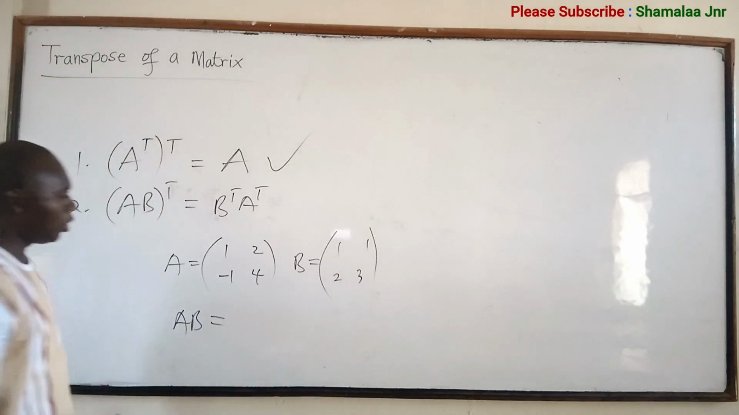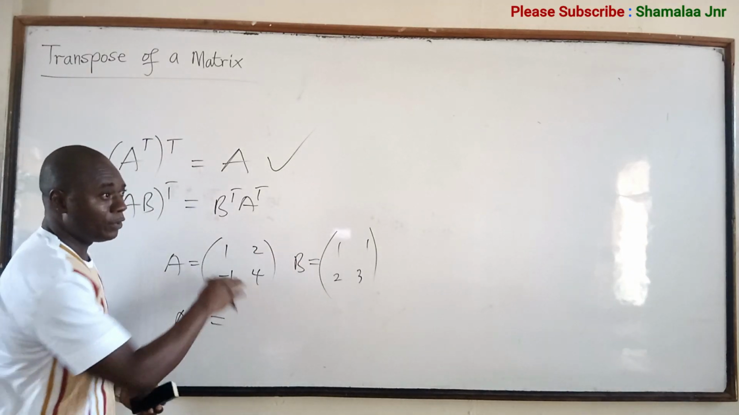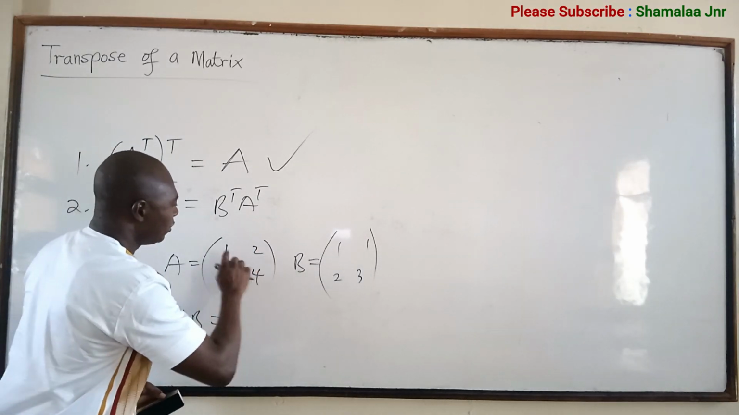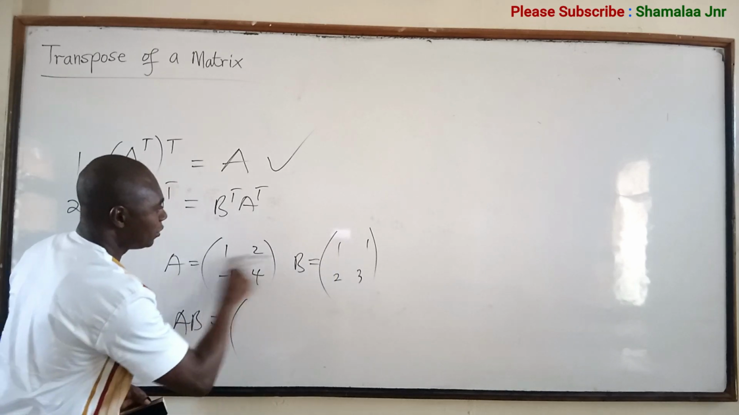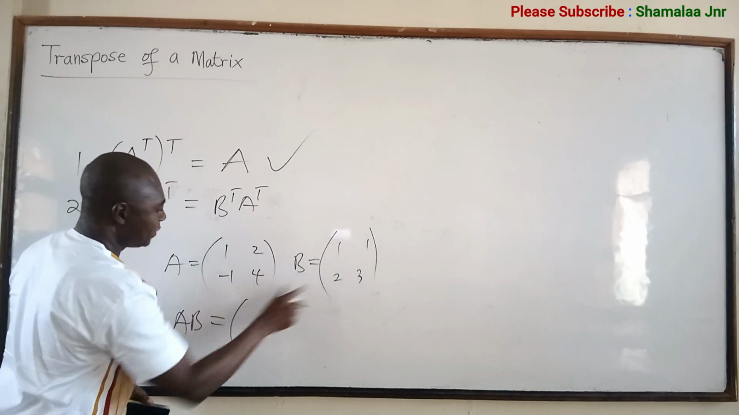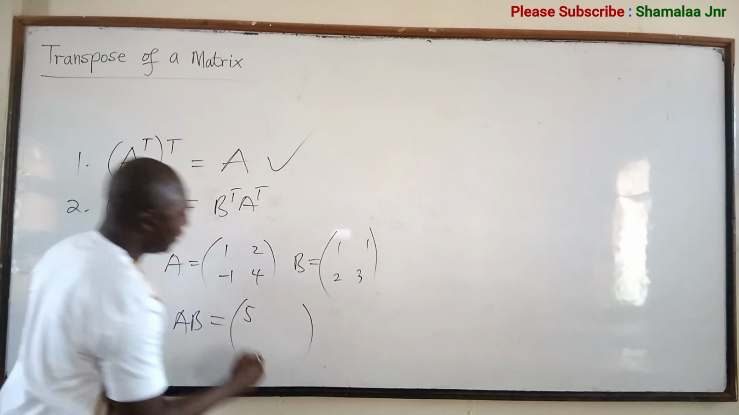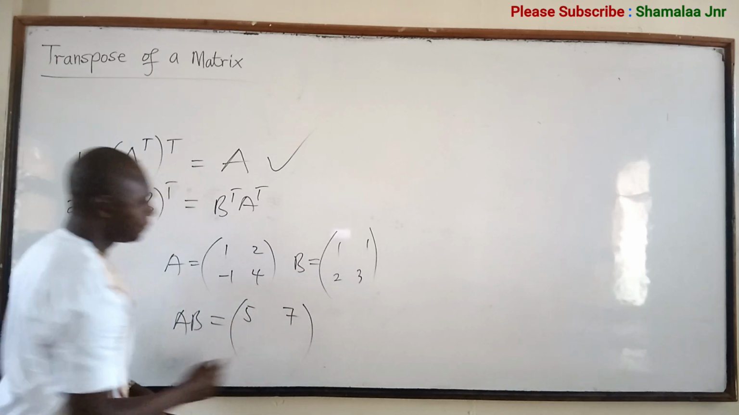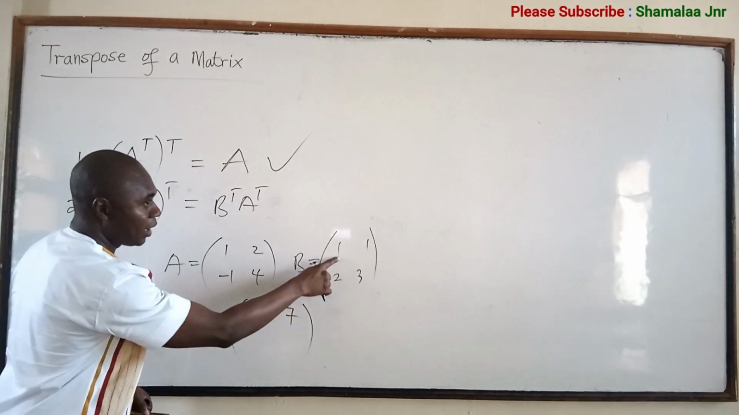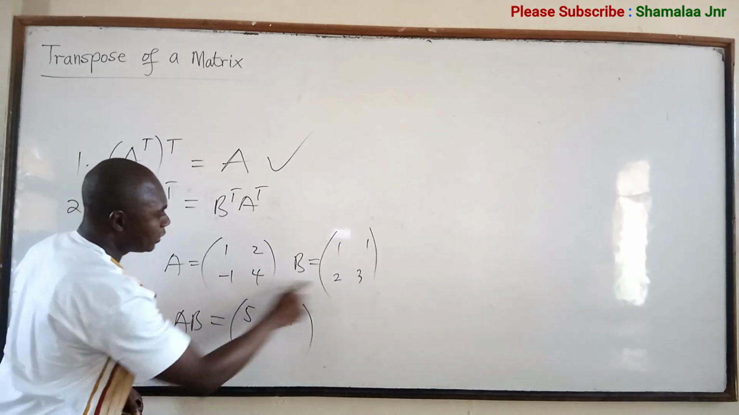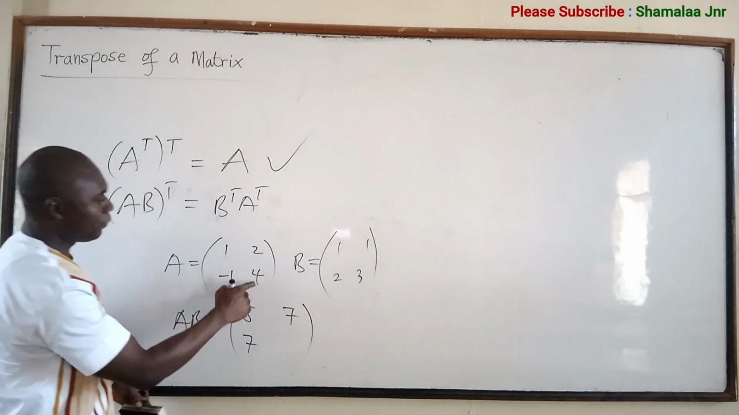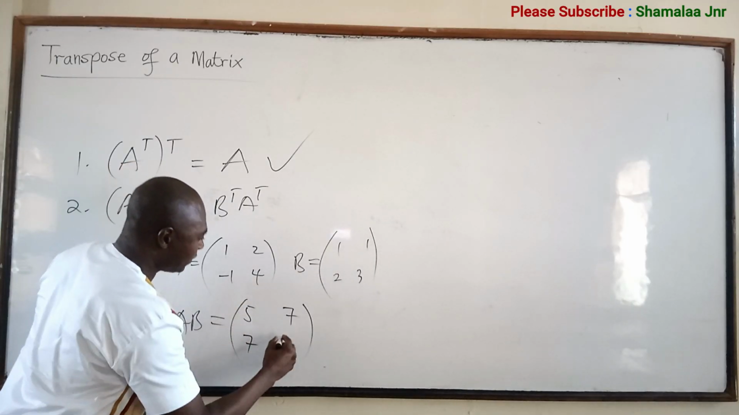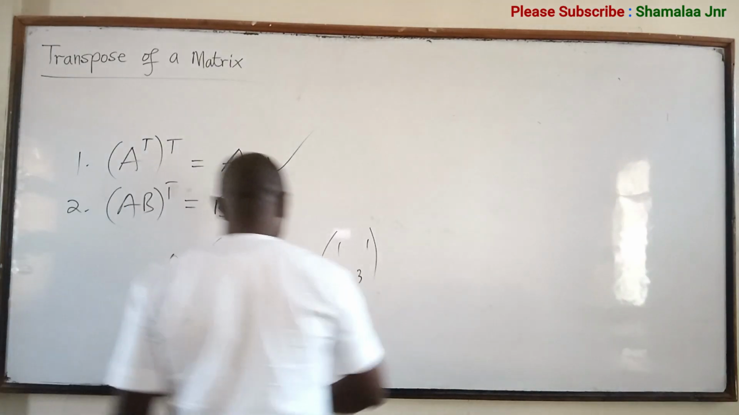AB is equal to, so those of you who avoid the video, multiplying these two matrices will not be a problem at all. So this one will be, this time this is 1 plus this, so that will be 5, and then go here, this time this 1 plus 6, that is 7, and then come here, -1 times 1, -1, this plus this one will be 7. Now the last one, -1 plus 12, that is 11. So we have it this way.